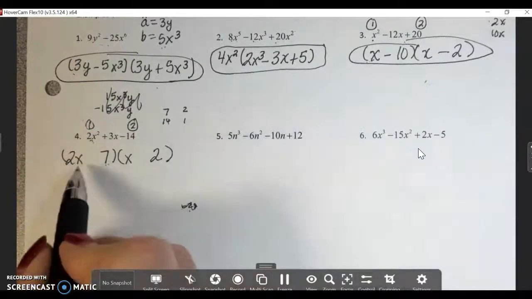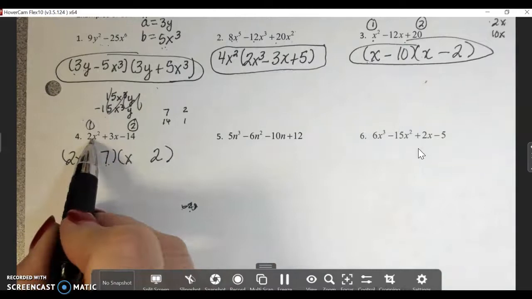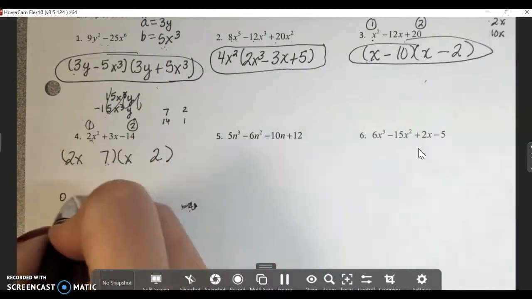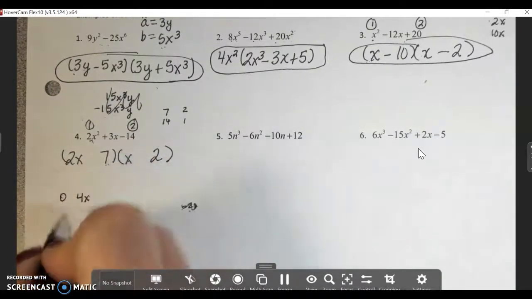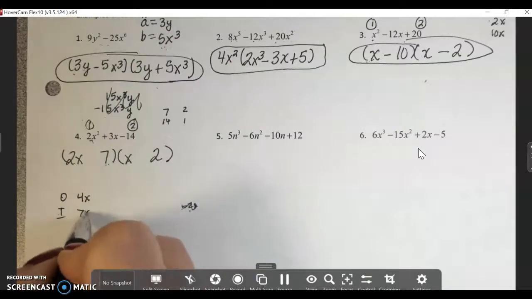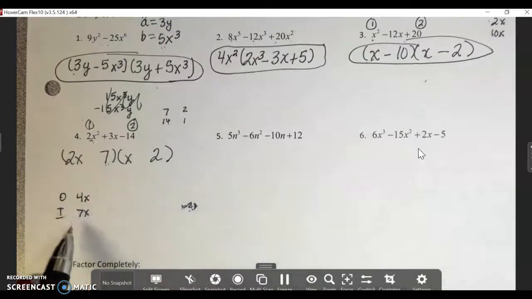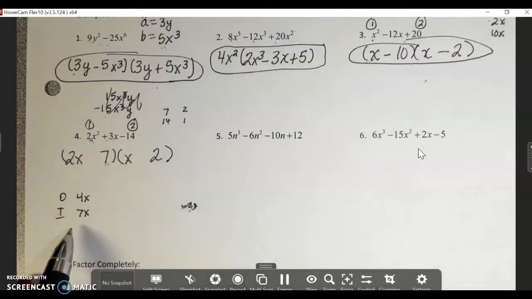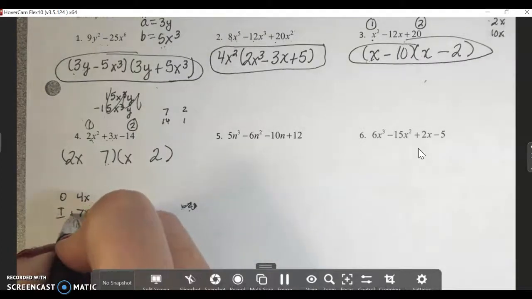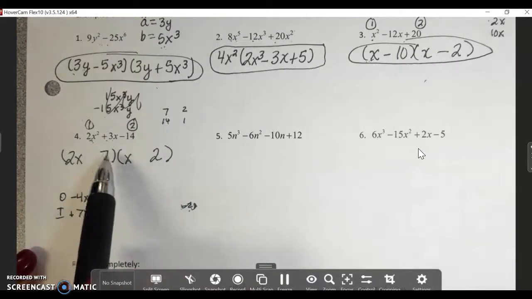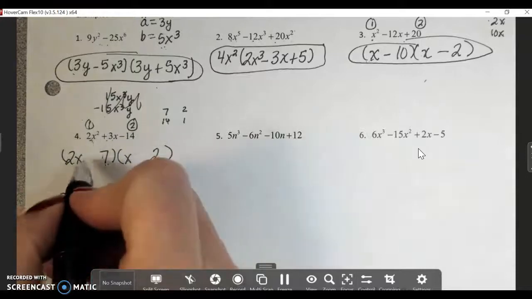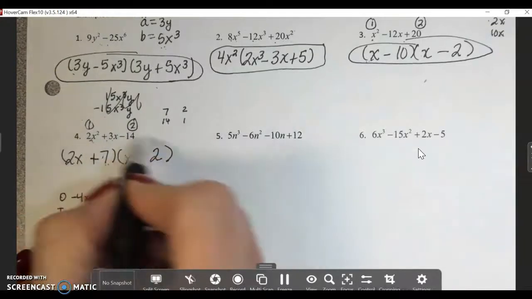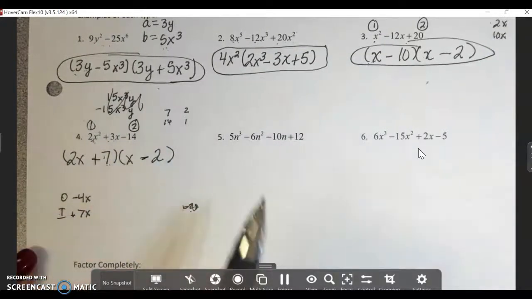7. I want to check my firsts times firsts. They work. I want to check my outers. I get 4x. I want to check my inners. I get 7x. Can I combine those to get a positive 3x? Yes. What would have to happen? So I have to look, where did my 7x come from? Here, this has to be positive. Here, this has to be negative.